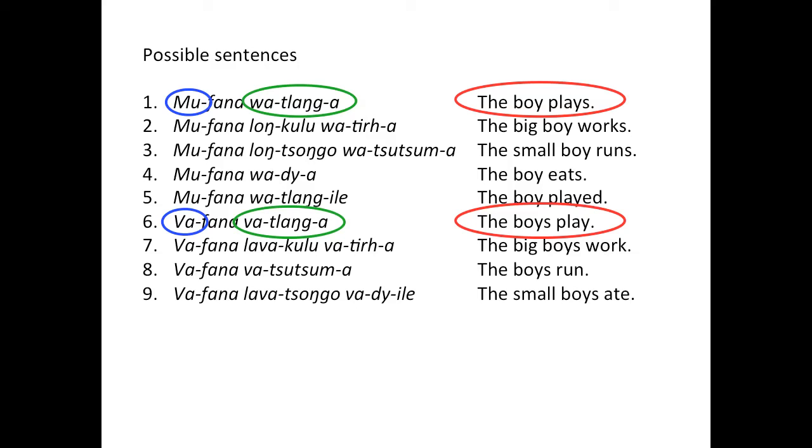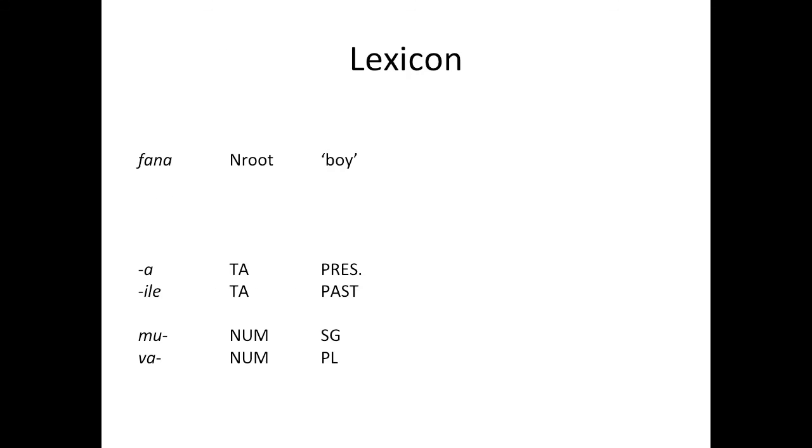Both have the form tlang, but we have wa when the subject is the boy and va when the subject is the boys. So we can make two more hypotheses from this and add forms to the lexicon. It looks like the verb play is tlang, and we can also add to the lexicon the third person singular prefix wa that goes on a verb when the subject is singular, and the third person plural prefix va that goes on the verb when the subject is plural.